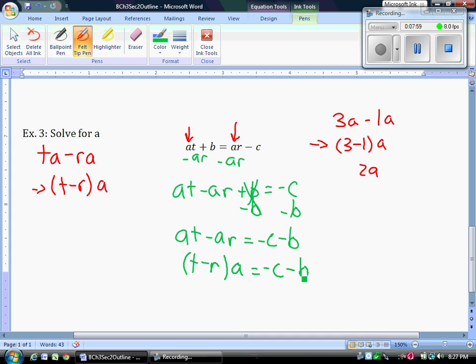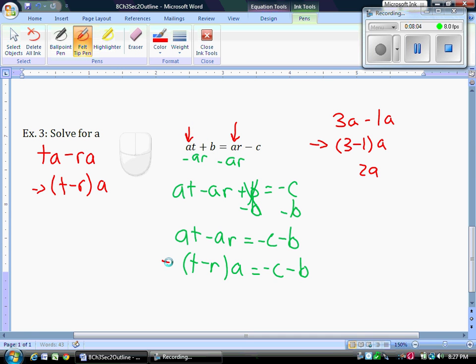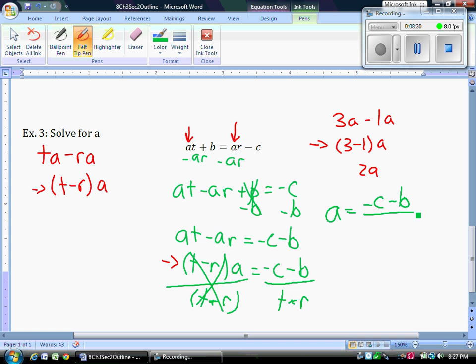Okay. Now I see this difference here, T minus R times A. How do I get rid of things that are multiplied? I divide them. So I'm going to divide by T minus R. T minus R's cancel out. Divide this side by T minus R. And so that tells me A is equal to negative C minus B over T minus R.